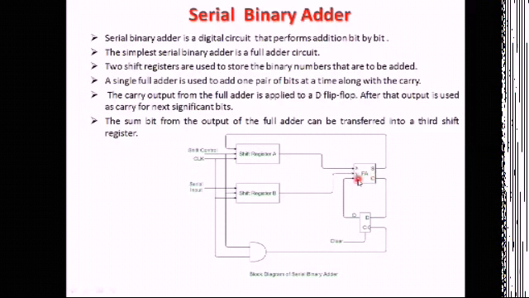These are the three inputs, and the two outputs are the sum and the carry. The circuit adds one pair at a time with the help of the full adder. Now, this is the D flip-flop. Here the carry output from the full adder is applied. Further, the output of the flip-flop is used as the carry input for the next pair of significant bits.